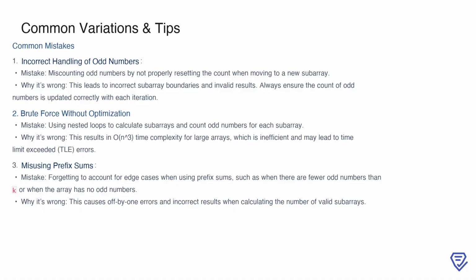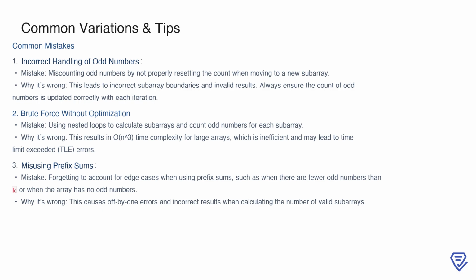When solving this problem, there are a few common mistakes to avoid. One of the most frequent errors is incorrect handling of odd numbers. For instance, if you fail to reset the count of odd numbers when moving to a new subarray, you might miscount and end up with invalid boundaries, which will lead to incorrect results. Always ensure the count is updated correctly with every iteration.